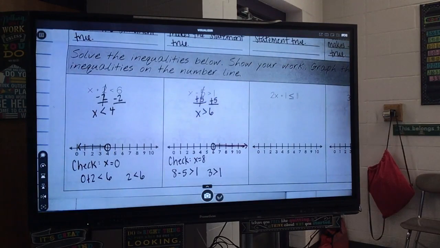Does that make sense? I'm kind of confused on the checking. How does that work? You pick any number in the direction of your arrow. So she picked 8. Pick 7 and plug 7 in: 7 minus 5 gives you what? Is 2 greater than 1? Okay, so 10. 10 minus 5 is what? Is 5 greater than 1? So you can pick any number in that direction of your arrow and it should work to make your statement true.